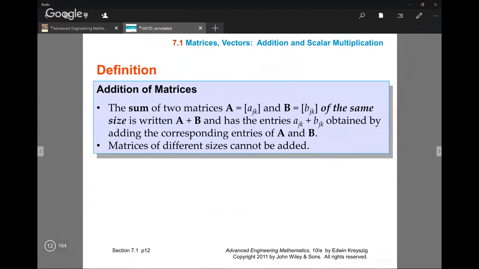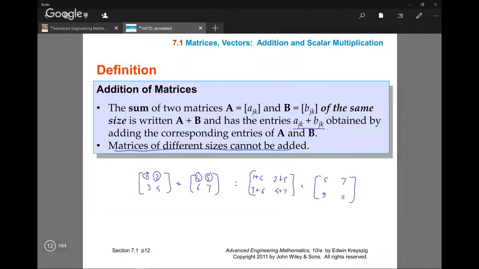So the sum of two matrices A_jk and B_jk is done by taking the corresponding element-wise summation. For example, suppose someone gives you 1, 2, 3, 4, and asks you to add that to 4, 5, 6, 7. You take the 1,1 element from both, 1 plus 4, the 1,2 element from both, so 2 plus 5, 3 plus 6, 4 plus 7, and that is therefore 5, 7, 9, 11, right? Matrices of different sizes cannot be added. Keep that in mind.